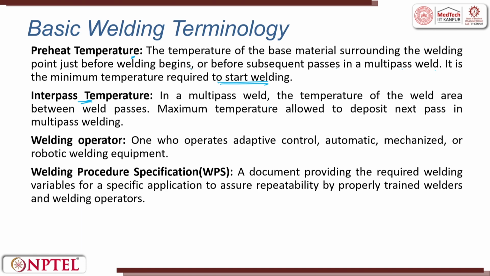In multi-pass welding, the interpass temperature is the temperature of the weld area between the weld passes, the maximum temperature at which the next pass can be deposited. Generally, if you have two metals which have to be joined, the filling of material will happen layer by layer by layer. So, between two layers you try to have an interpass temperature.